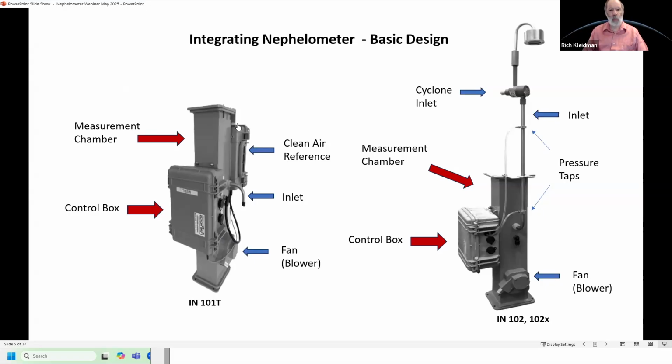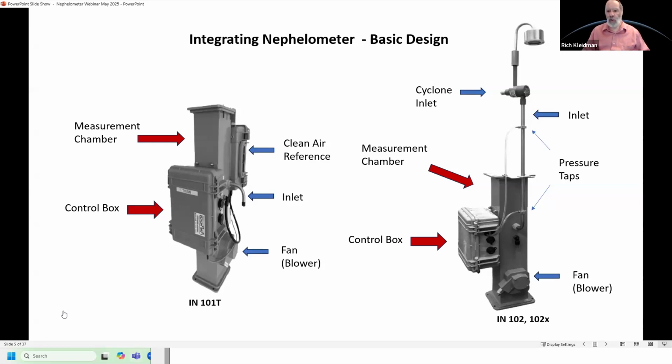And then on board, almost any nephelometer, all that I know of, will have what's called a clean air reference so that you can, in real time, whenever you would prefer, get a zero calibration of your instrument so that you can adjust the data as needed. Cleaner environments would do that less often. Dirty environments, you want to do that very frequently.